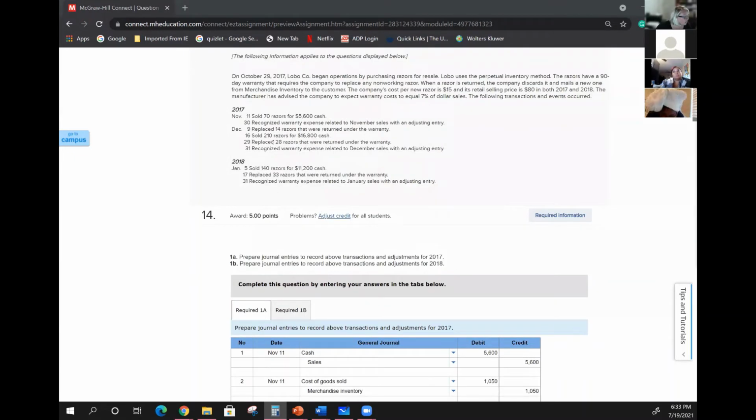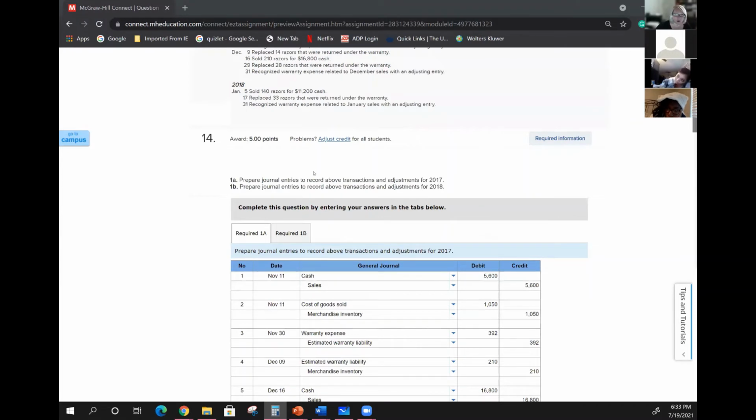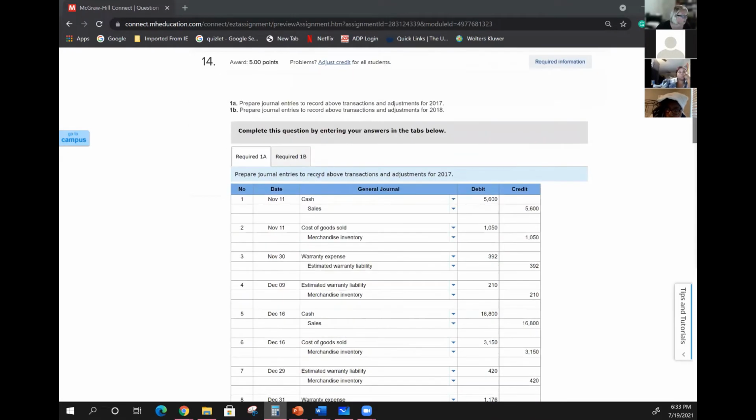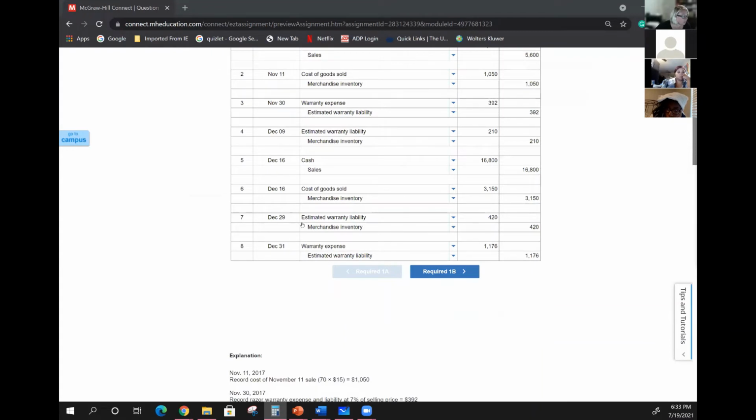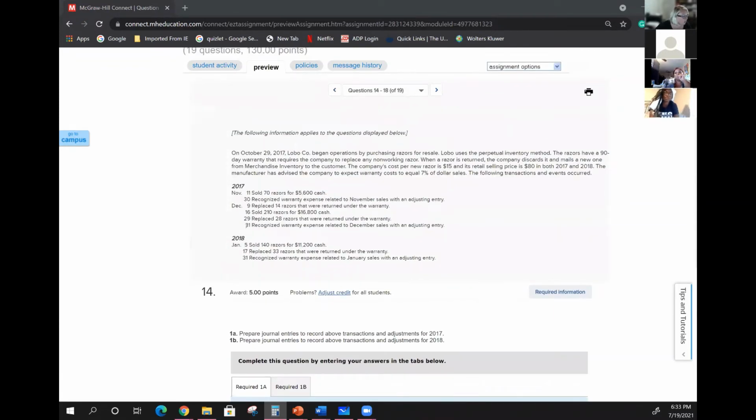December 29th, I replaced 28 razors that were returned under warranty. Okay, I have 28 coming back. So remember that I'm not going to cost with those. I'm going to go to my liability account. So I'm debiting my estimated warranty liability, $420, and I'm crediting my inventory for the parts that I'm sending out, which is $420.